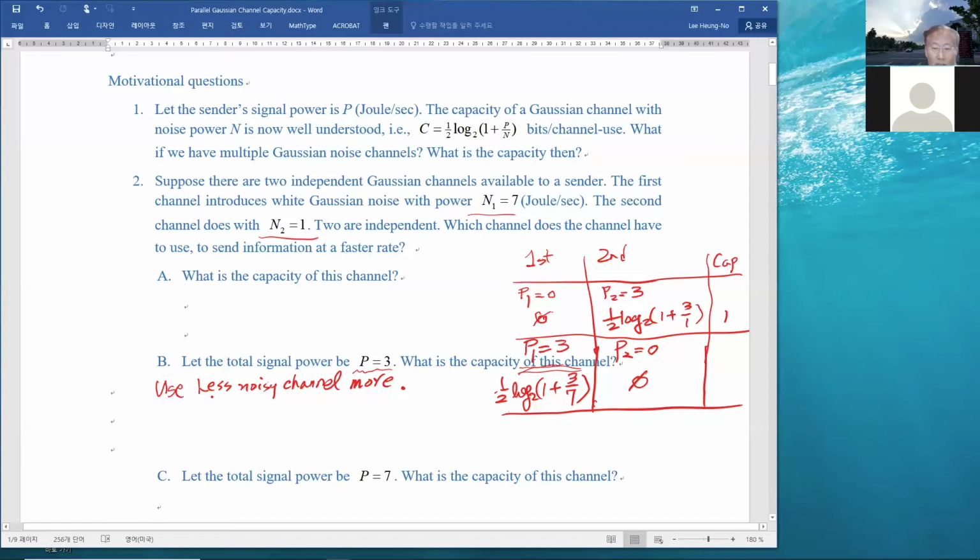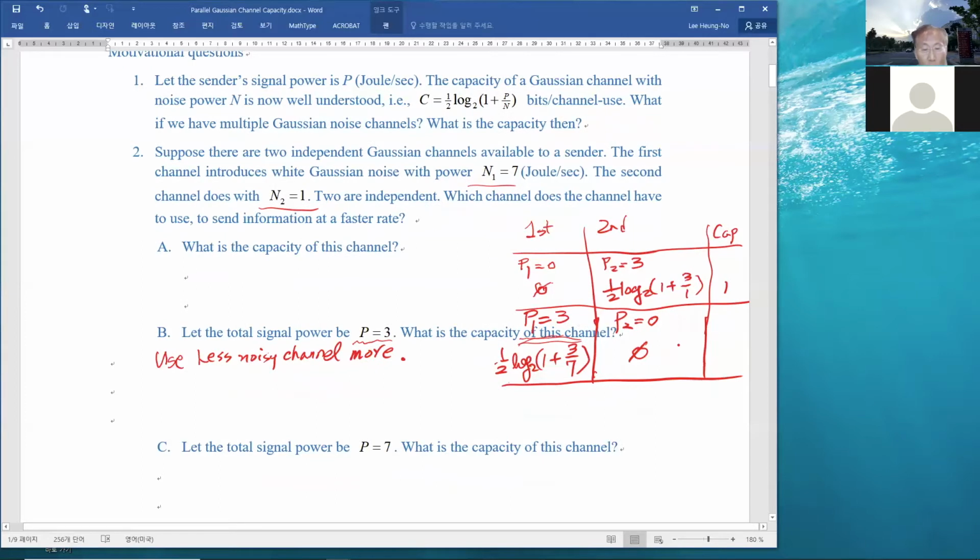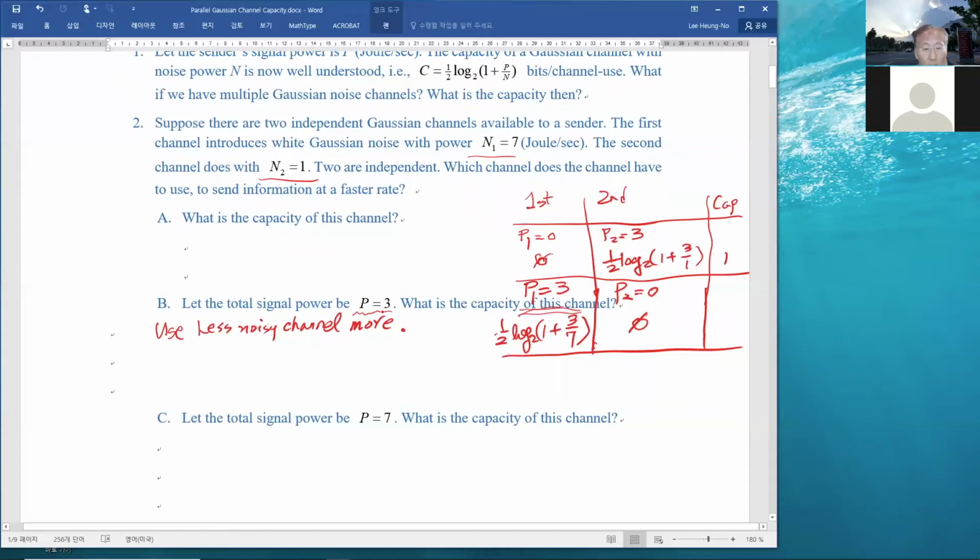But this is just checking the intuition, and we are not sure if this is the optimal solution or not. That's the problem that we need to talk about. This simple calculation tells you that in this case where P is equal to 3, you get this capacity, and you might want to ask, in case number 1, am I going to get any better capacity if I allocate non-zero power to the first channel?